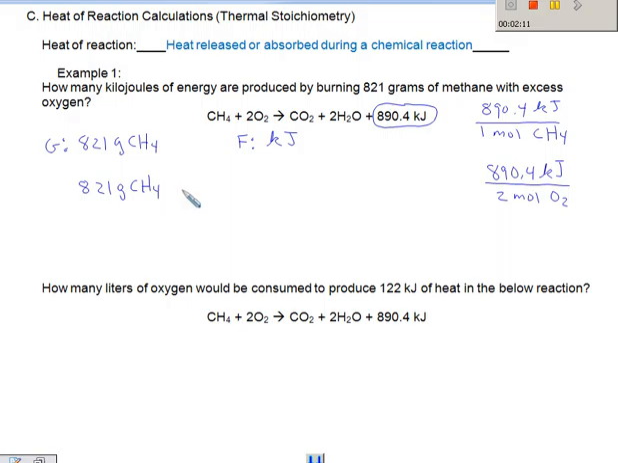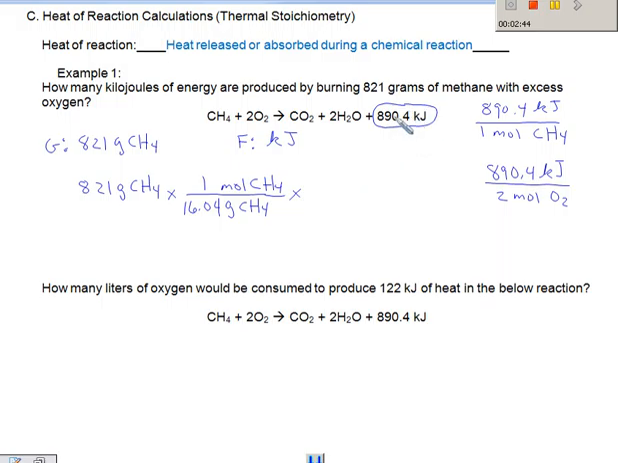We need to get over to moles of methane, or we cannot use this conversion factor. So we're going to bring grams of methane down and moles of methane up. For every 1 mole of methane, using our periodic table, we have 16.04 grams of methane. So now we're to moles of methane, so we'll be able to use this right here.